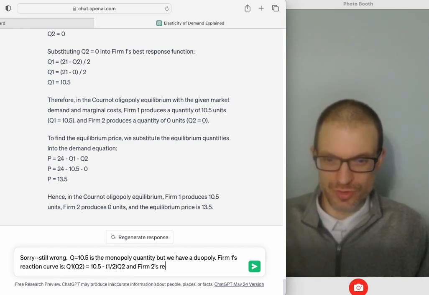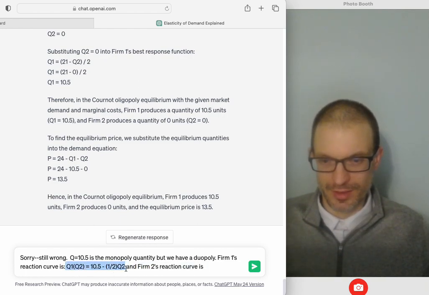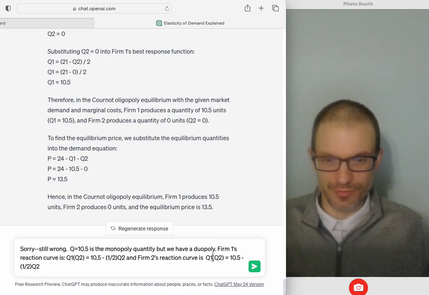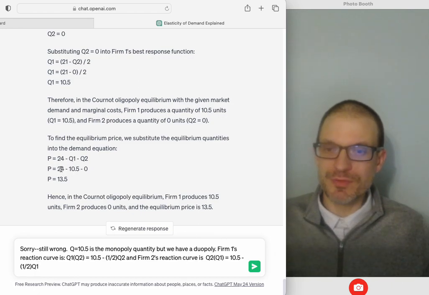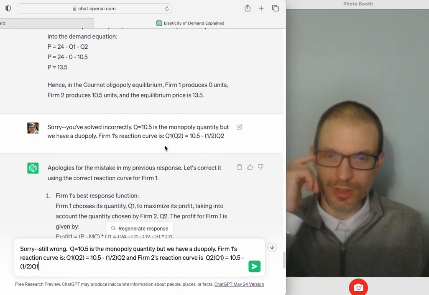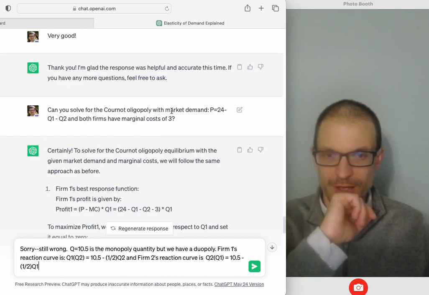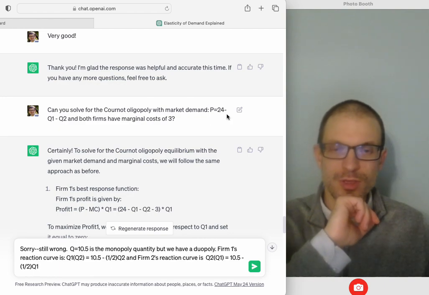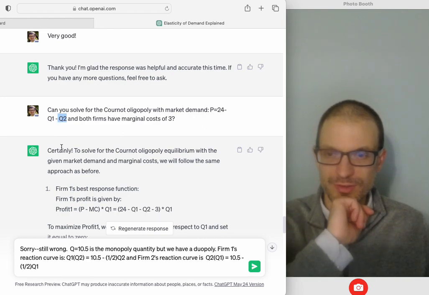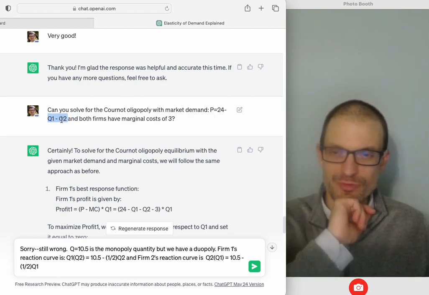And firm 2's reaction curve is, you have to flip all these things. So this is going to be Q2 of Q1 because we have symmetry here. Before I do that, let me just point that out. We have symmetry in this problem because the demand that I gave us was 24 minus Q1 minus Q2. This is telling us that a unit produced by firm 1 is viewed by the market exactly as a quantity from firm 2. So total between them, they can produce 24 units and then the price is going to be free.